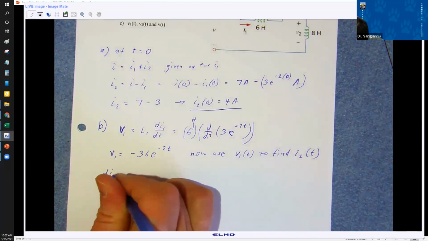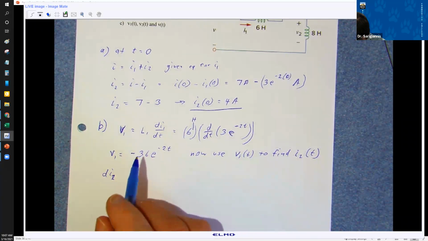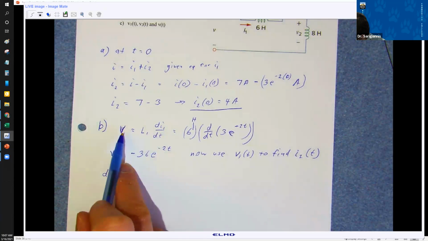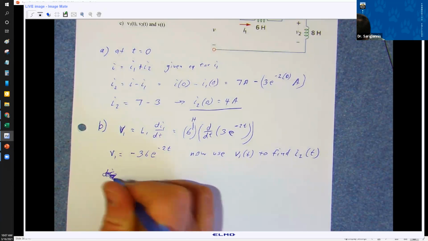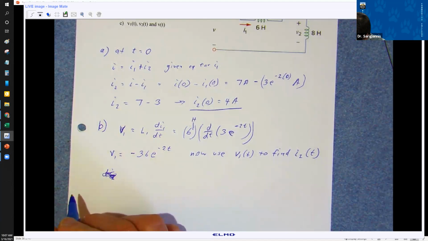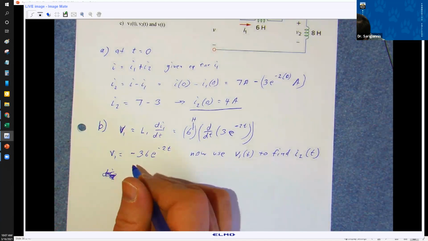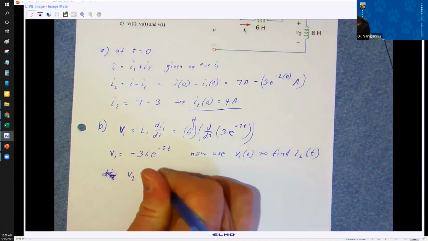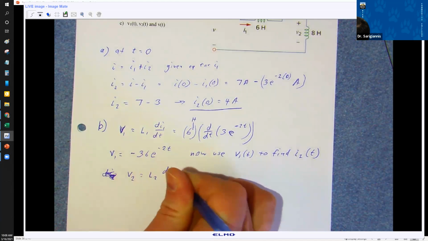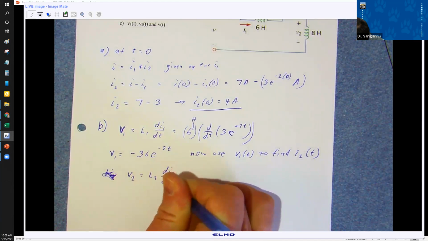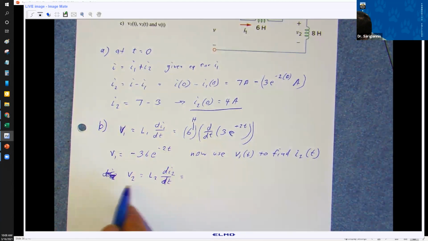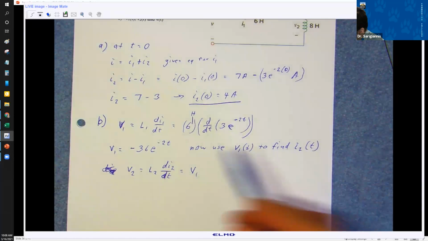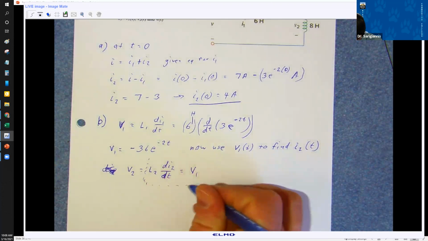So now we can look at di2. Maybe I should have backed up a little bit. I'm just taking this equation for I2, right? I'm going to have V2. I'll just write out the equation. However, this equals V1, right? Because V2 equals V1. So now I've got this equation here. I'll just put some dashed lines around it.